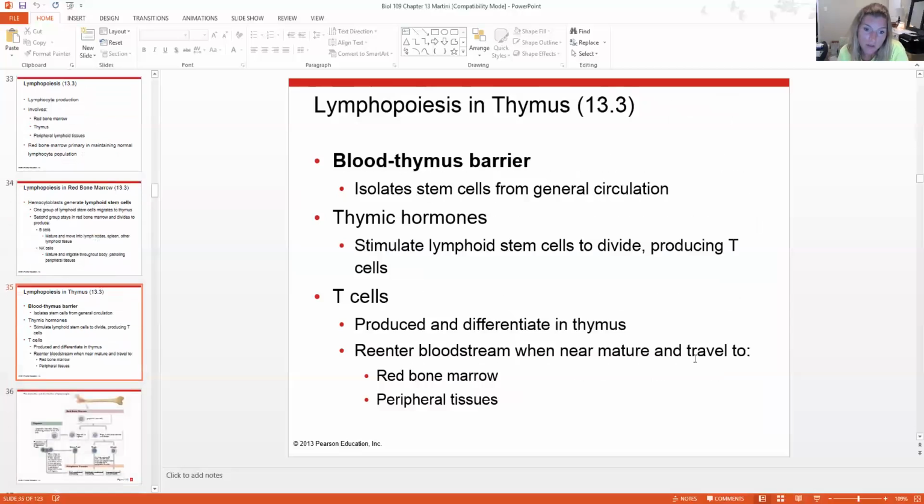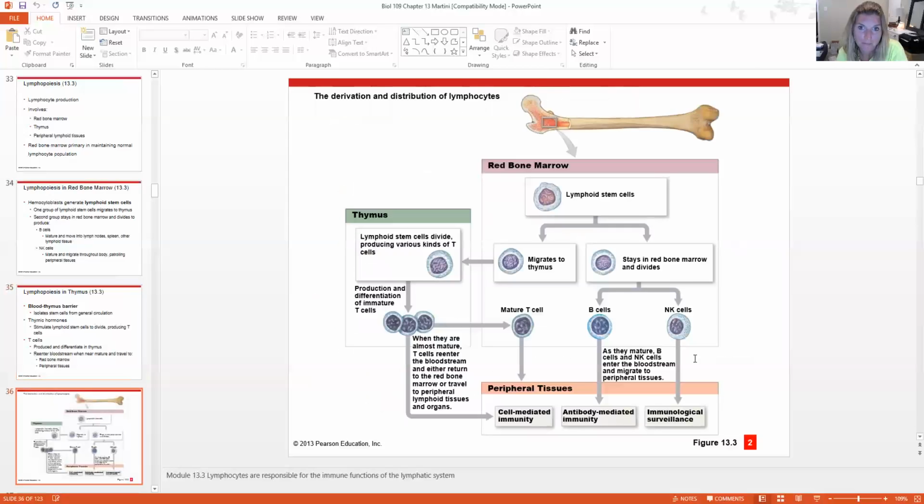They can go back into the bone marrow or within peripheral tissues to mature and finalize their development. Here you see the overall process. It all starts in the red bone marrow with the lymphoid stem cells, which differentiated from the hemocytoblast. Some of them go to the thymus. They all become T cells.